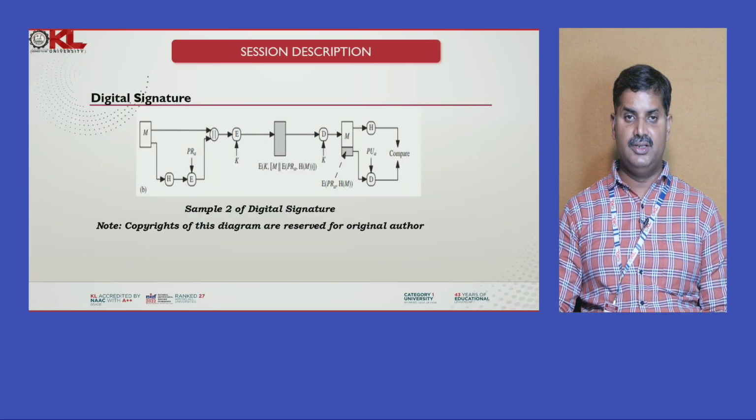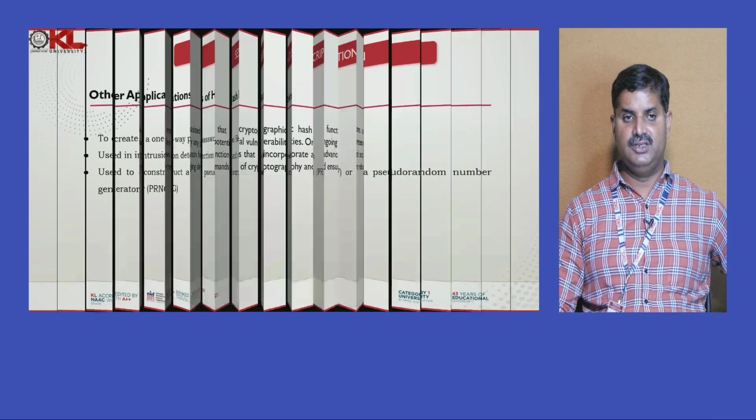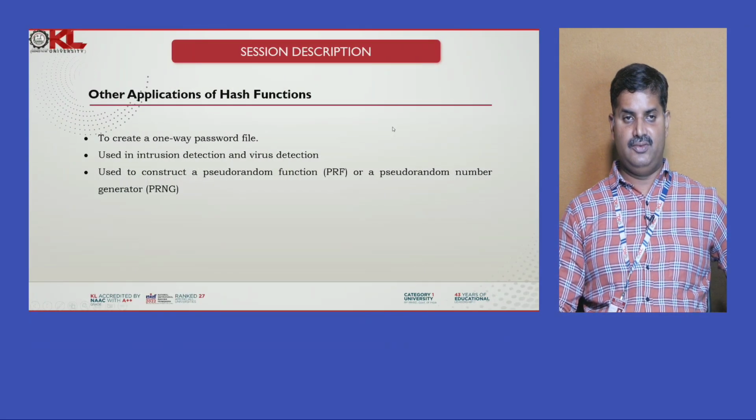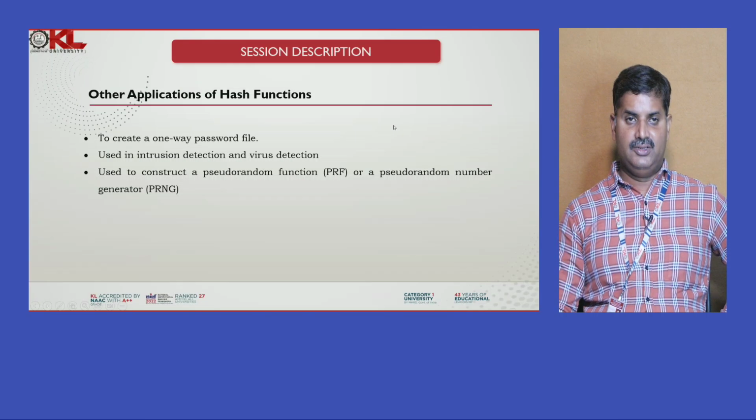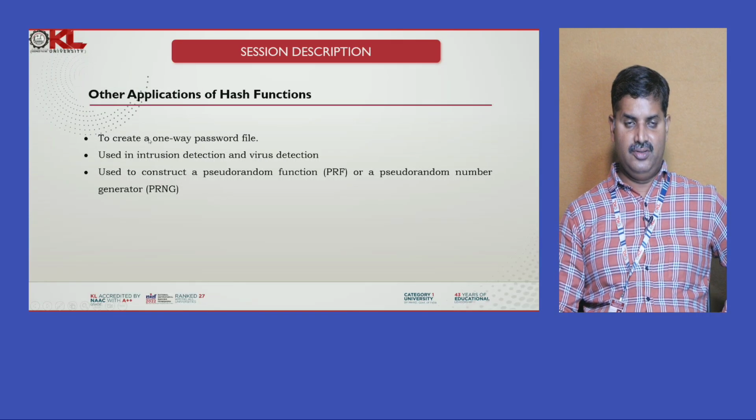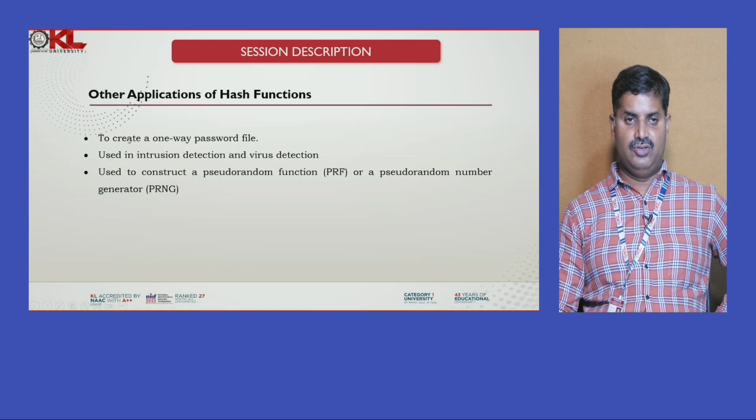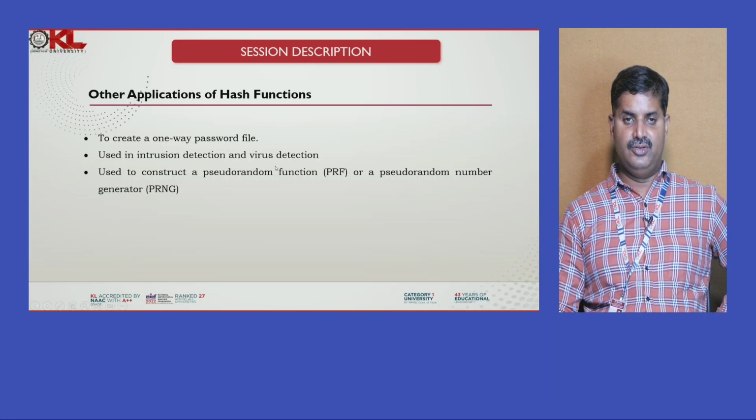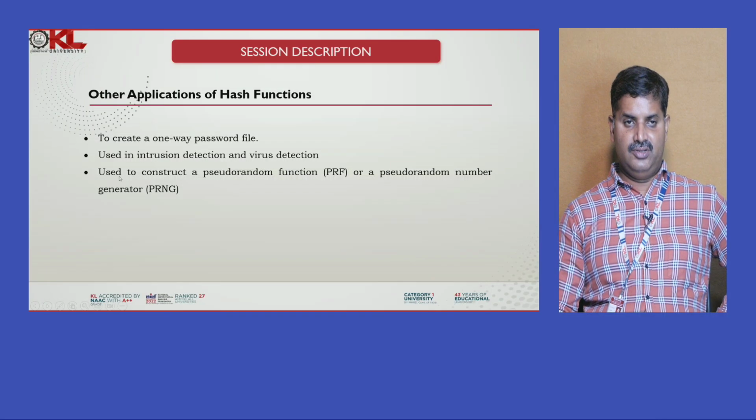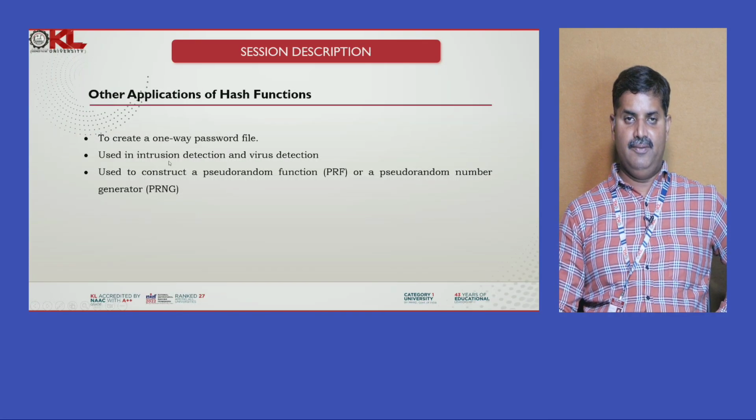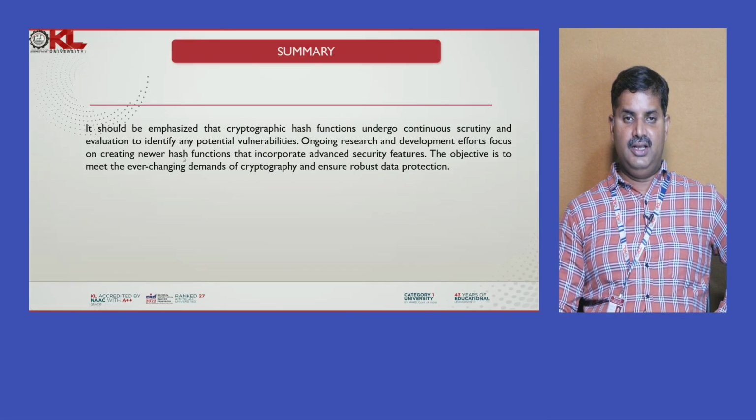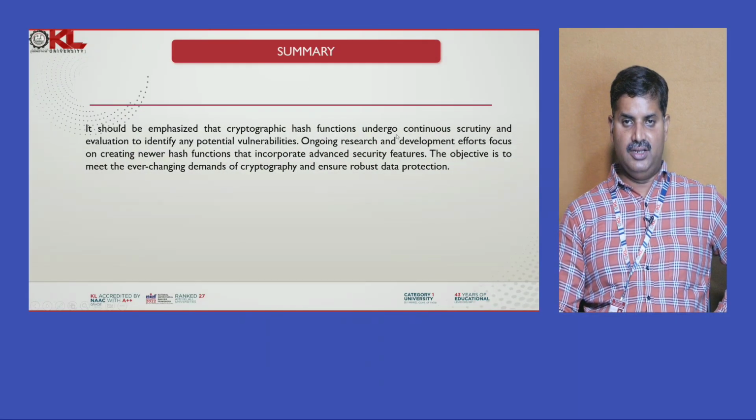So these are the various things discussed. Other applications of hash function: it is used to create a one way password value. Okay. This is the first application where real time users can use it, for example in Gmail or social media, to create a one way password file. The second is that it is used in intrusion detection and malware detection methodologies. And also it is used to construct a pseudo random function PRF, or a pseudo random number. It should be emphasized with hash functions through these digital signatures.